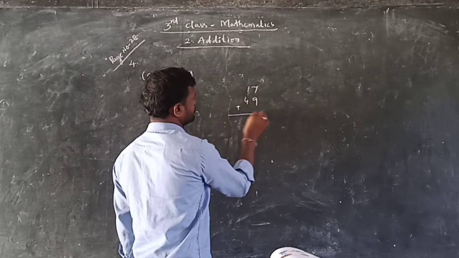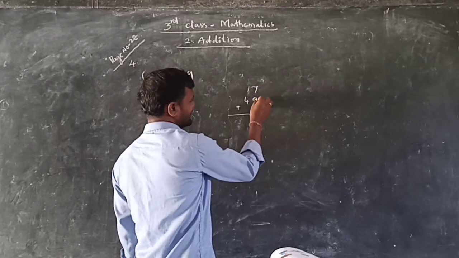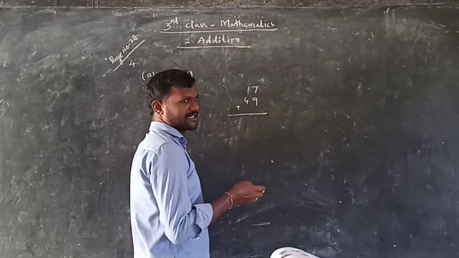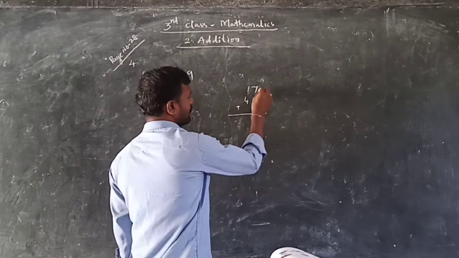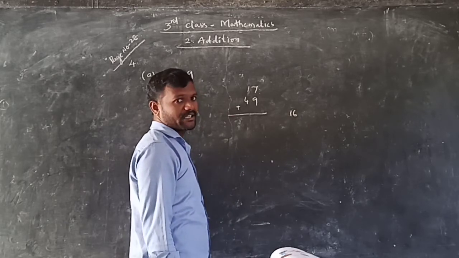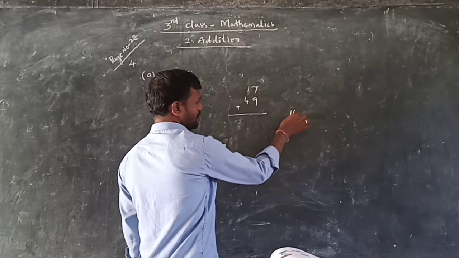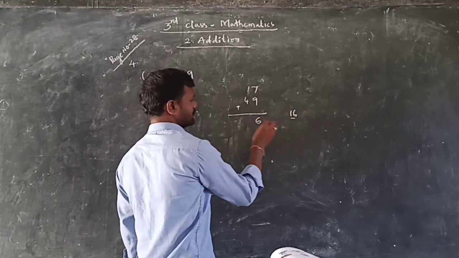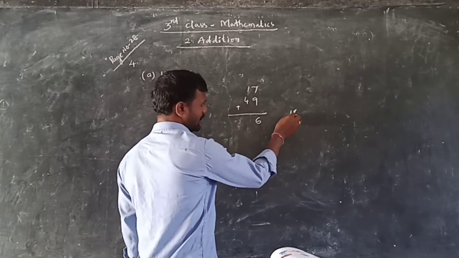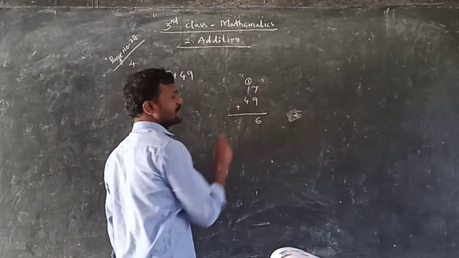17 plus 49. Solve it. How can we solve? 7 plus 9. 7 plus 9 means how much? Just count yourself, and how much you will get? 16. So when you are getting a double digit number, then write the 6 here first. Okay, we have written the 6 here. Now how much remain? 1. The 1 should be written here. This is carry. This is called as a carry.